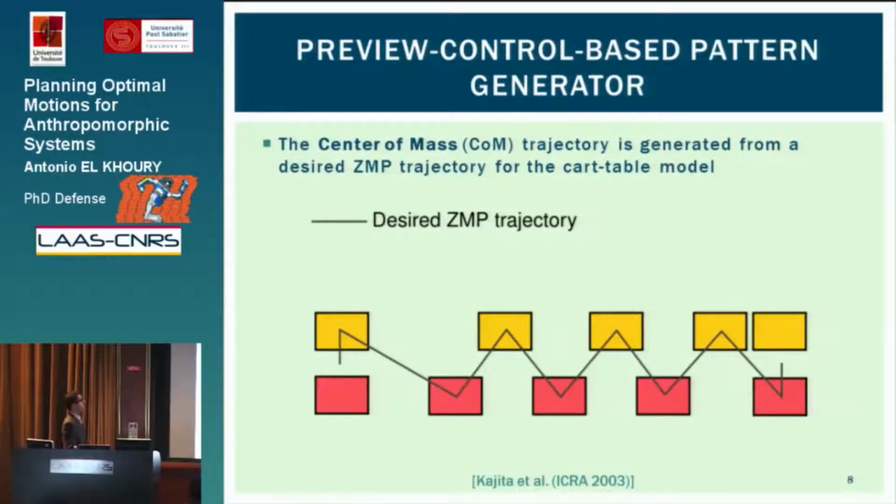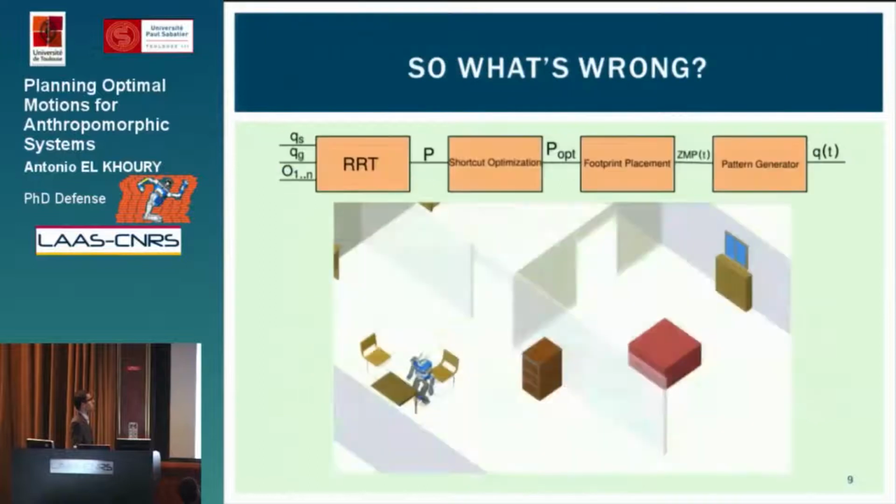Once we have the ZMP trajectory, we can rely on a preview control-based pattern generator, which will allow us to solve the previous equation of the ZMP and derive the center of mass trajectory. And once we have the center of mass trajectory, we can rely on inverse kinematics methods to generate a trajectory for the whole body of the robot.